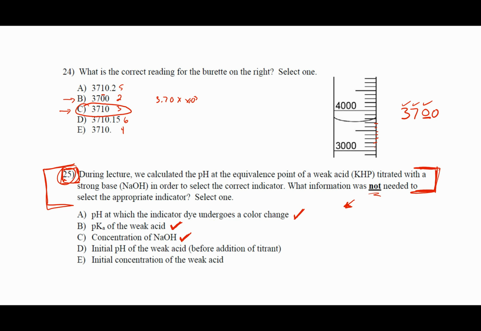You also need the initial pH, right? Because this was in the ice table. We did this as a calculation. The initial pH of the weak acid before it was titrated, we calculated it, but we didn't use that in the calculation to determine the pKa of the indicator. And the initial concentration of the weak acid, you definitely need that in order to do the ice table. So the answer is D.